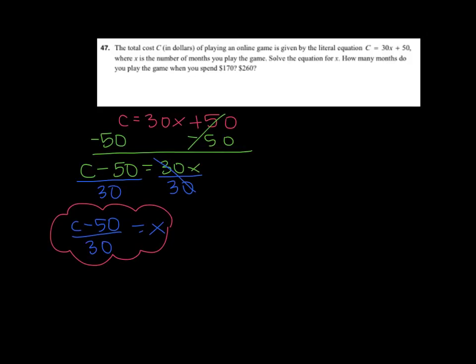Okay, so once you get x by itself, like I've done here, the next thing that I want you to do is to find out how many months do you play the game when you spend $170. So remember, back up here, c was your cost in dollars. So they've given me my cost. So I'm going to substitute 170 in for c into my equation. So if I did 170 minus 50 divided by 30, that's supposed to give me x, which is how many months you play.